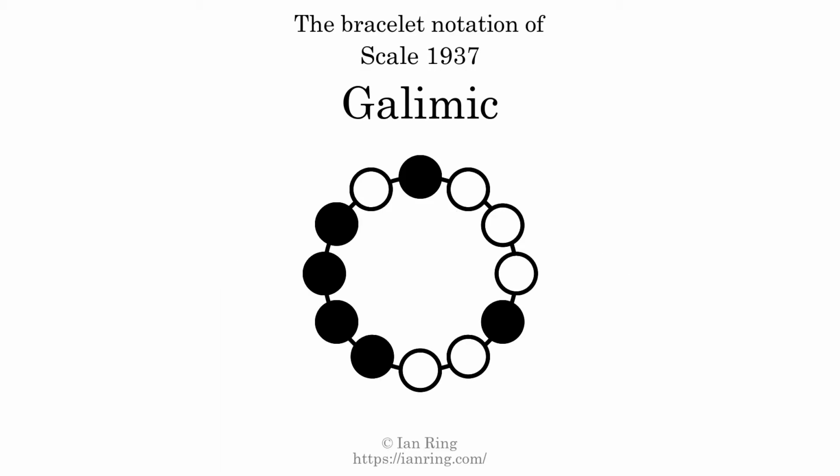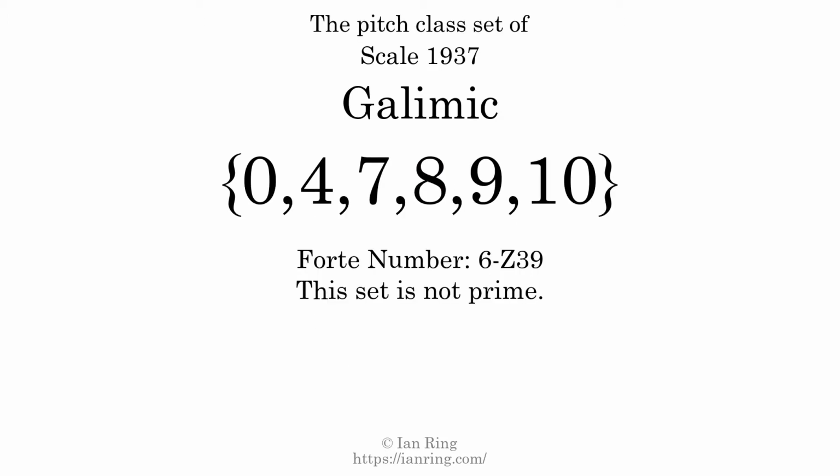This is a bracelet notation diagram of scale 1937. The shaded circles represent tones that appear in the scale, and they are read clockwise, starting at the top. The pitch class set for this scale is 0, 4, 7, 8, 9, 10. The forte class is 6Z39. This set is not prime.